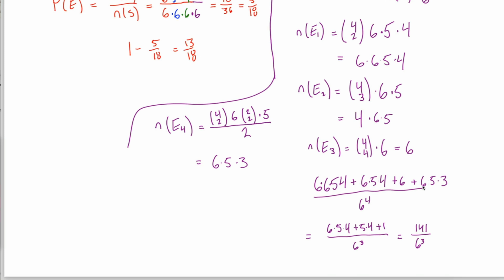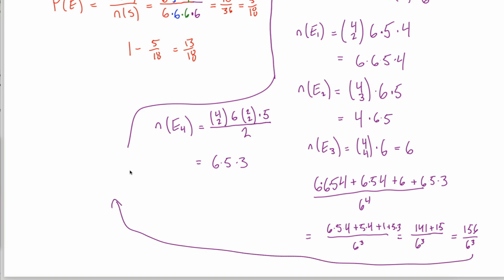Conveniently, this 4th case is also a multiple of 6, so I can still do the trick going down here where I factor out a 6 from each of these terms and cancel it with the 6 here. What I'd be left with is 5 times 3, in other words 15. So my numerator wouldn't be 141. It would be 141 plus 15. It would be, what, 156 divided by 6 to the third power? And hopefully that'll reduce and give me 13 over 18.